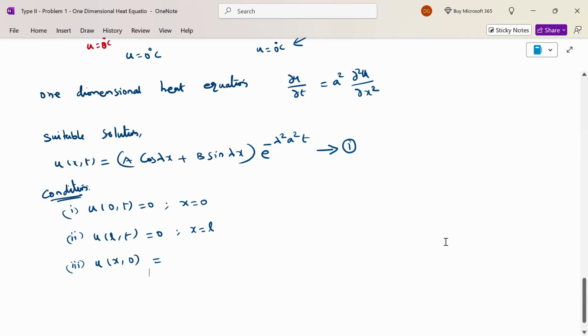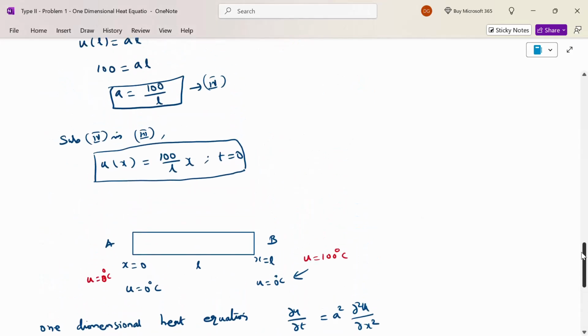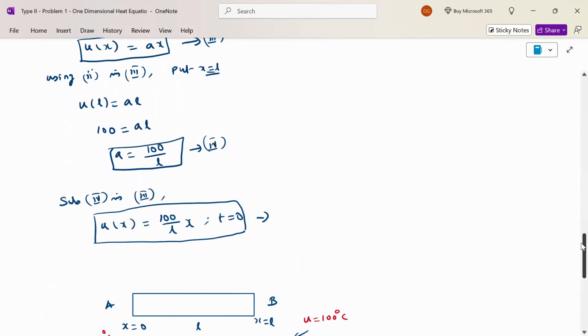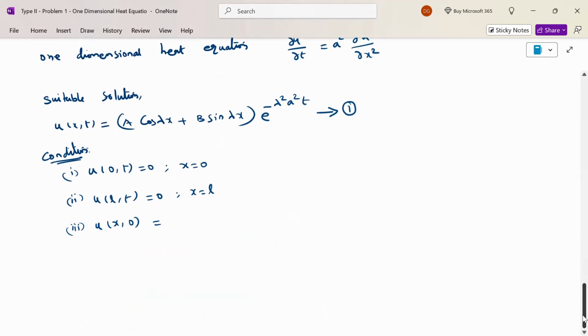Now see the equation. This equation I consider as the fifth equation. This fifth equation I am going to substitute for this condition, 100 by L into x when t equals 0. Now, as usual, the same procedure is followed.